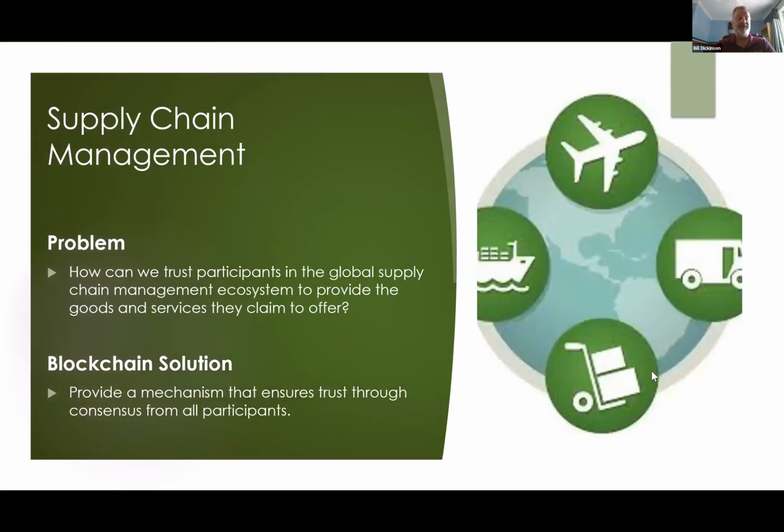And the supply chain management use case is not really that different. I mean, we're still talking about trust. And we could state the problem as being, how can we trust participants in the global supply chain management ecosystem to provide the goods and services they claim to offer? Using blockchain, we can provide mechanisms for managing the asset tracking transactions along the business process of getting goods transferred from the supplier to the buyer.